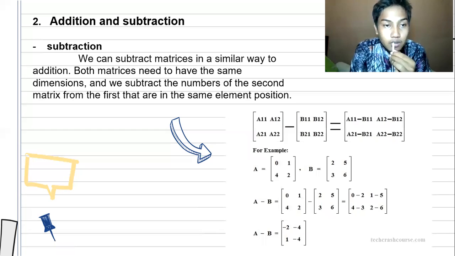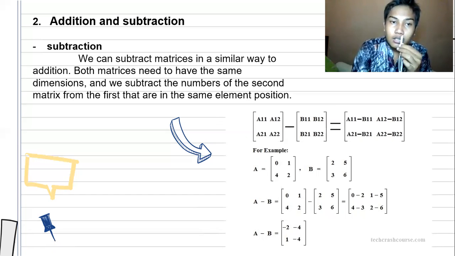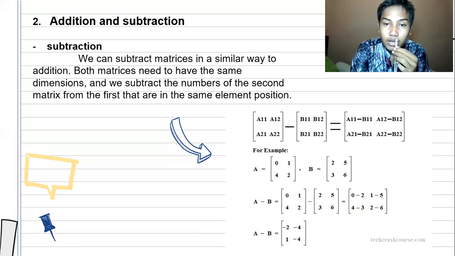And then we have subtraction. We can subtract matrices in a similar way to addition. Both matrices need to have the same dimension, and we subtract the number of the second matrix from the first if they are in the same element position. So it's just like the addition before. It needs to be in the same position.